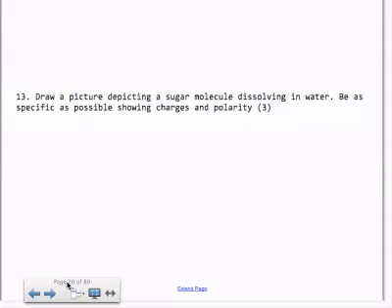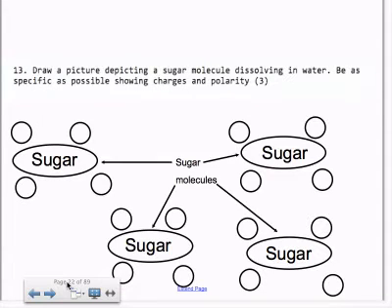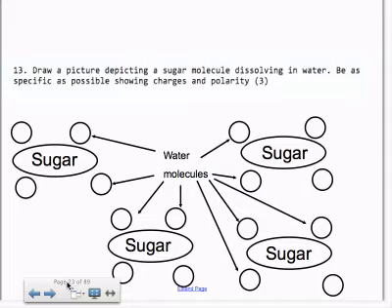Draw a picture depicting a sugar molecule dissolving in water. Be as specific as possible, showing charges and polarity. Really, this can be a fairly simple drawing. The key here is that you have sugar molecules, which are the bigger molecules in there, and those sugar molecules are each surrounded by these little water molecules.